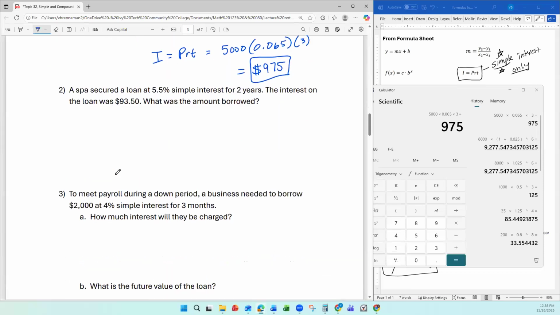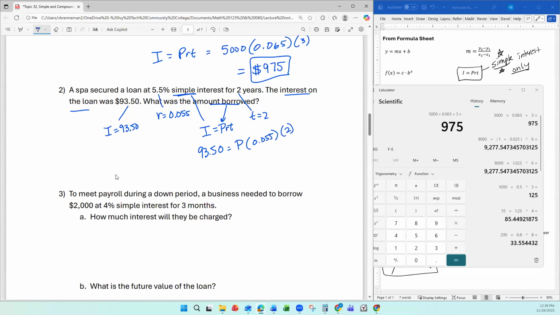Question 2, a SPA secured a loan at 5.5% simple interest. R is 0.055. Simple interest means we're going to have I equals PRT in play, for 2 years is T. The interest on the loan was $93.50. So now it's telling us the interest. That's I. What was the amount borrowed? That's P. We're looking for P. So $93.50 equals unknown P times 0.055 times 2.